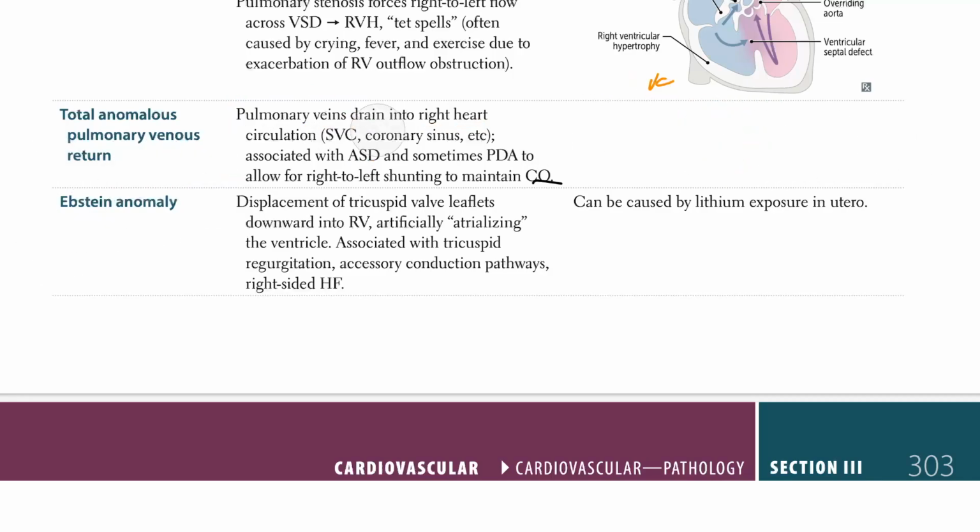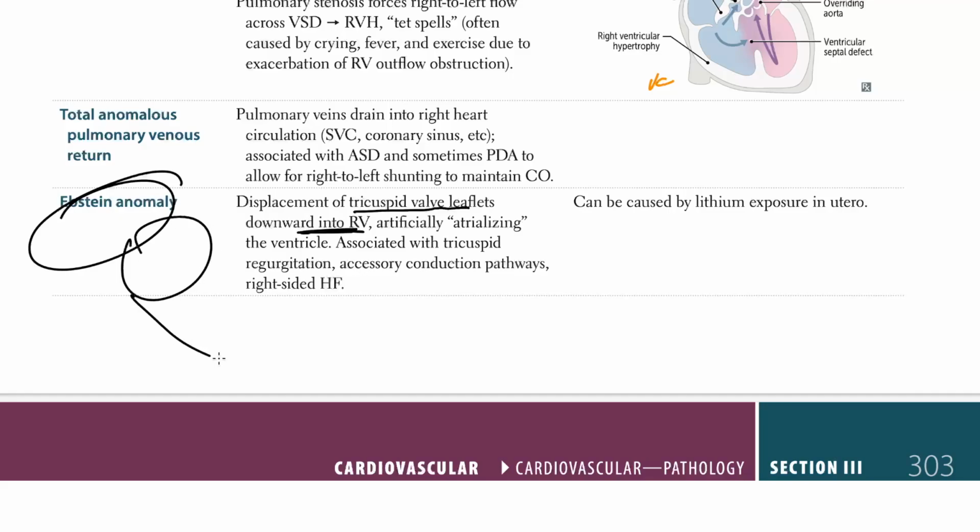Simple. Okay, moving on to the last one, which is called Ebstein anomaly. Ebstein anomaly is displacement of the tricuspid valve leaflet downward into the right ventricle. Okay, so here you have.